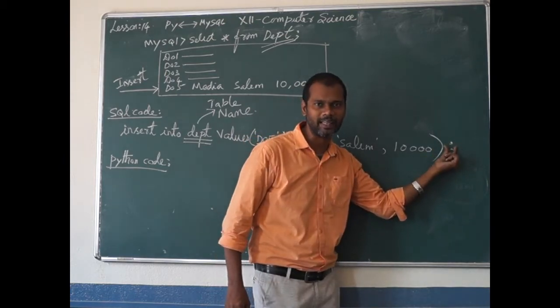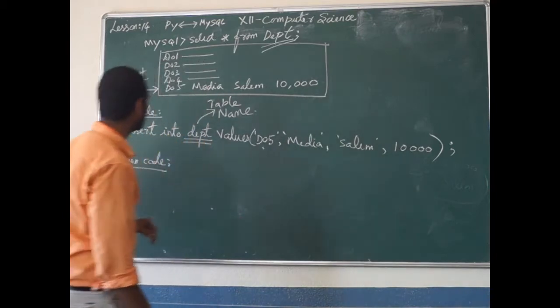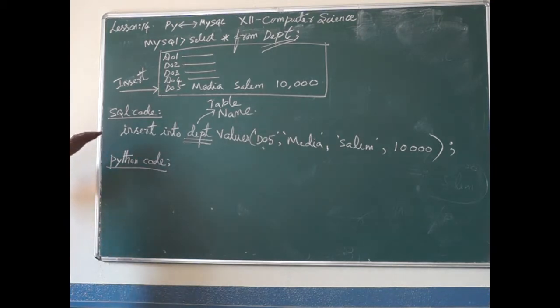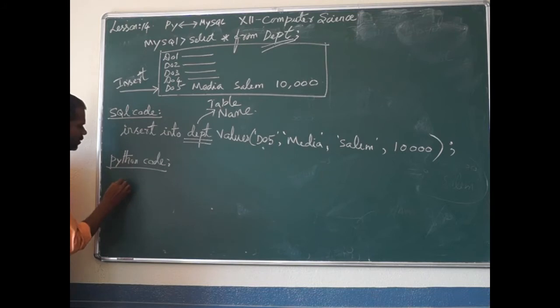Don't forget the semicolon. Clear? Okay. So this is the code you will write in SQL. You already know this one. But now I will teach you how to write the Python code. Instead of this line, in Python there is a simple small modification. What modification? Say insert. Super.